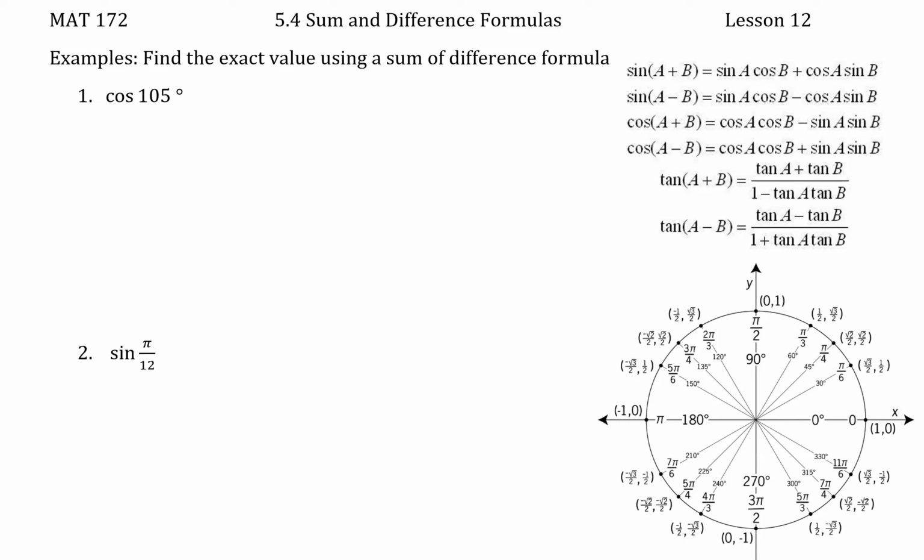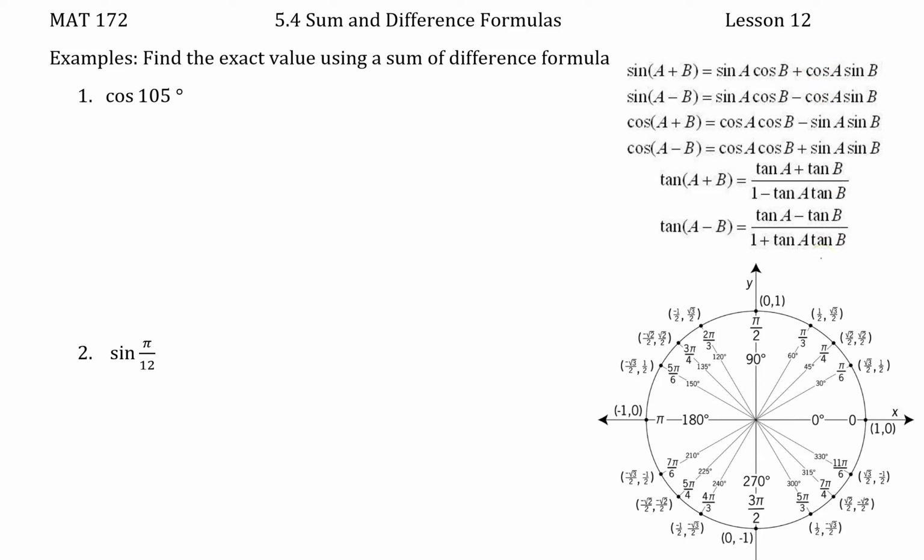Now there's a unit circle down here, and as we can see, 105 degrees does not show up on the unit circle. If it did, we could just read the x-coordinate off and have its exact value. But instead, we're going to have to use a sum or a difference formula.